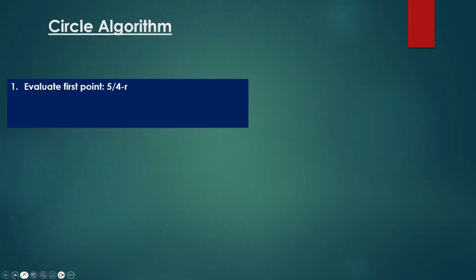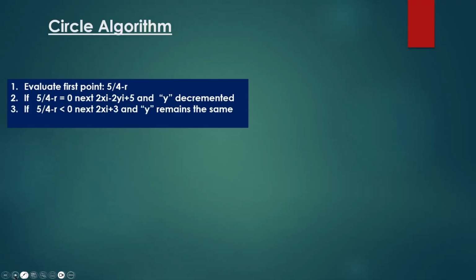So let's look at how we're going to code this. We first evaluate the 5 divided by 4 minus r. If the value is 0, and y was decremented, then we're going to use the value 2x minus 2y plus 5 as what we're going to add. Now if this value is less than 0, then the y remains the same, and we use the 2x plus 3. Now if this value is greater than 0, then we're going to use the 2x sub i minus 2y sub i plus 5, and y is decremented.